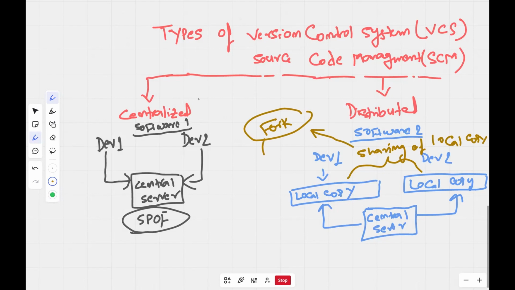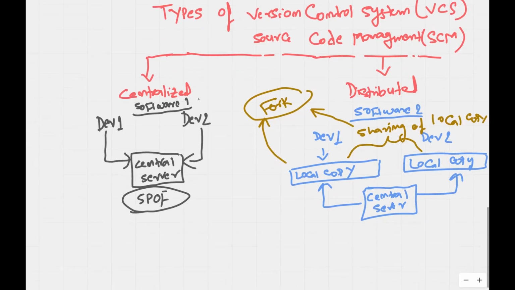So they fork the central server, and whenever they want, they can allow others also to fork from their fork, right? So there are many forks which could happen with this. This is called forking of local copy. Okay, so these are the different types of version control system.